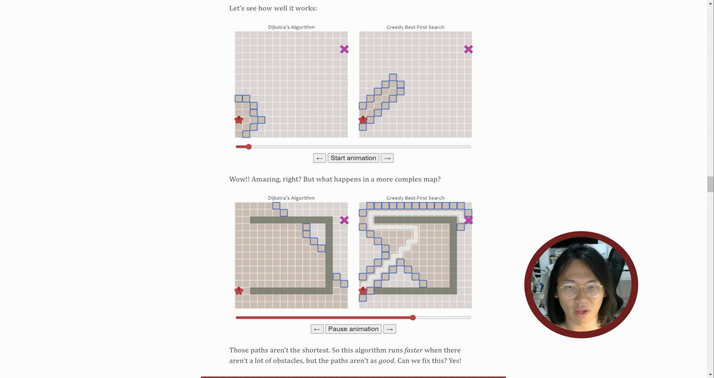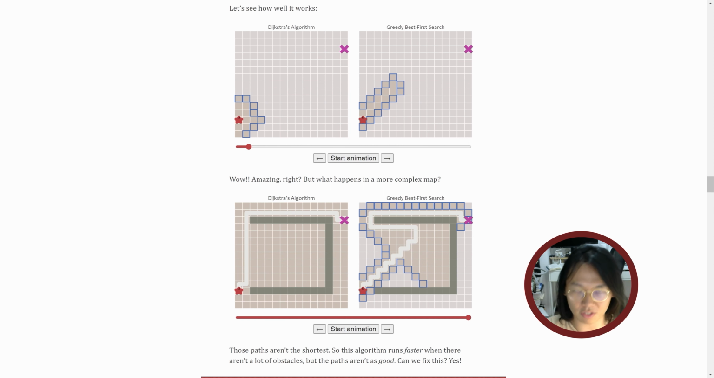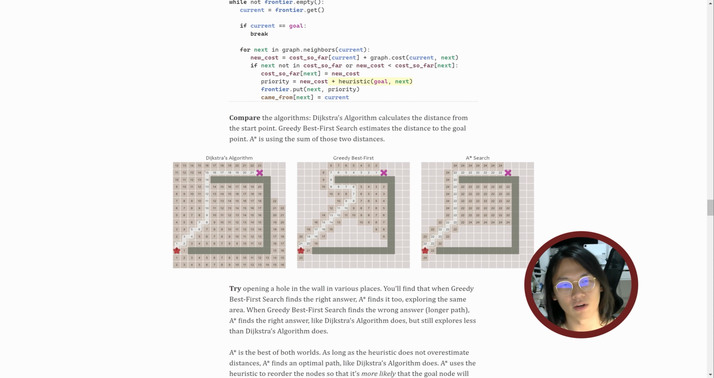Here's also another one, greedy best-first search versus Dijkstra's algorithm, and how they are compared. For the right-hand side, greedy best-first search aims for the target and just goes directly all the way out. Dijkstra's algorithm is not the same. So the author gives a very intuitive and well-explained diagram here comparing these three algorithms, and on the right-hand side, A star is just Dijkstra's algorithm plus the greedy best-first search algorithm.